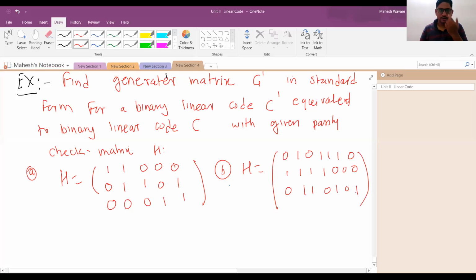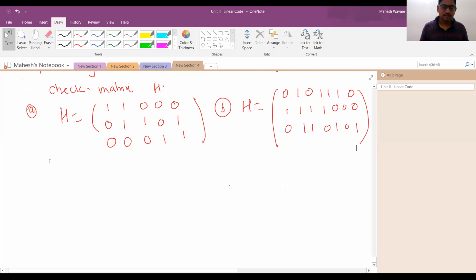Now we need to understand what the question is. We need to find generator matrix G dash in standard form. Now the parity check matrix of code C is given to us, and the parity check matrix is not in standard form. So from the parity check matrix of C, you have to find the generator matrix of C. After finding the generator matrix of C, you have to obtain the standard form from that generator matrix, which will be the generator matrix of C dash. And C and C dash will be equivalent.